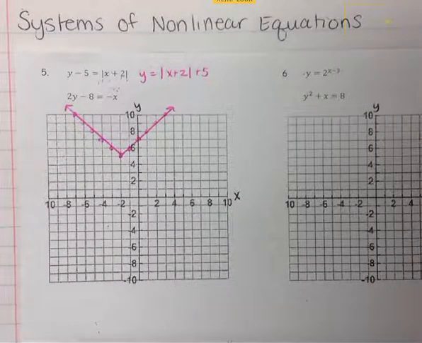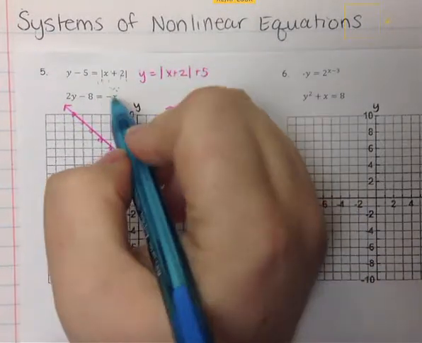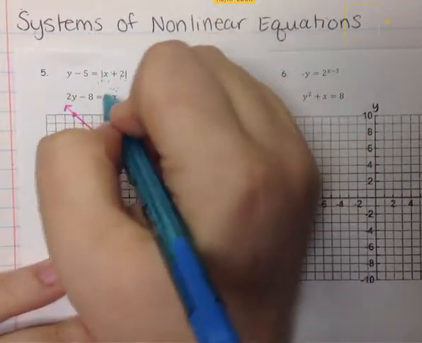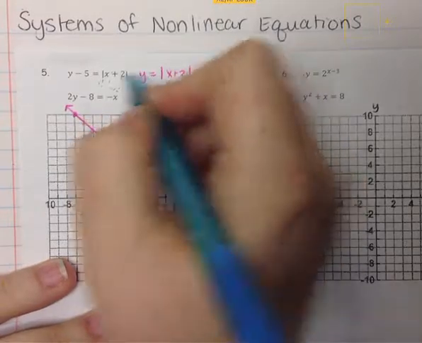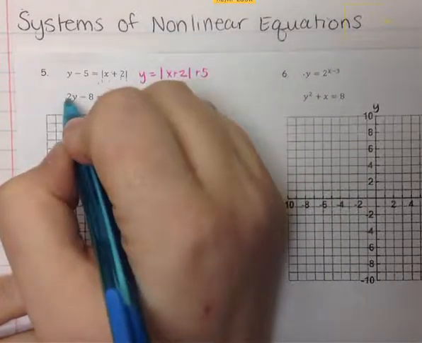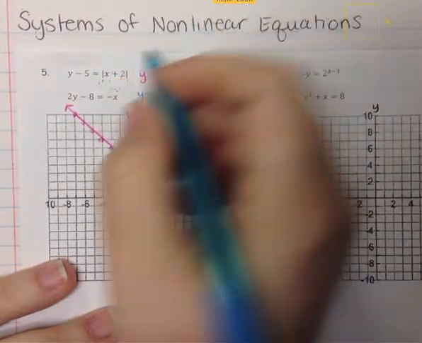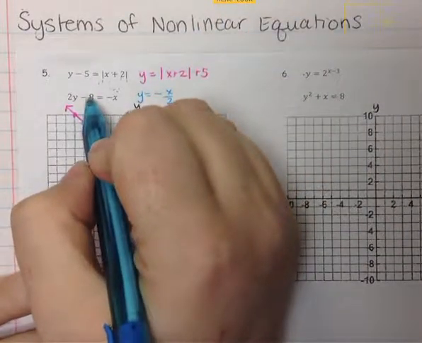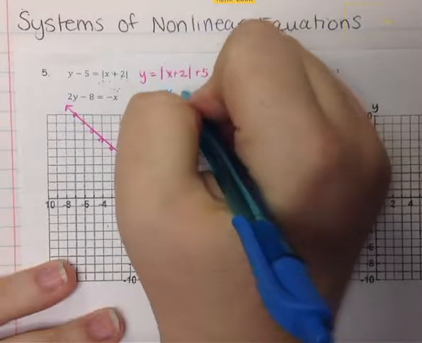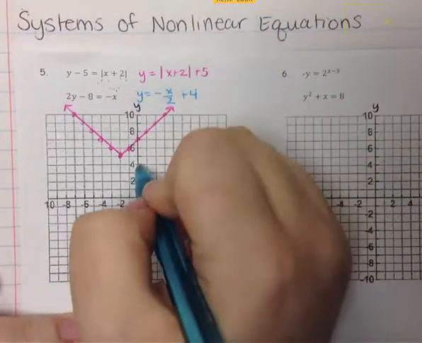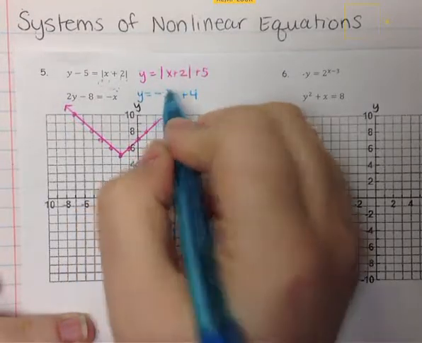The next one is, I'm going to graph in blue. Since this is linear, I'm going to put this in slope-intercept form. So I will have y equals, I have the negative x, I'll have to divide it by 2. So it's negative x divided by 2. I'll have to add the 8 and then divide by 2. So it'll become a positive 4. So the y-intercept is 4. And our slope is -1/2.